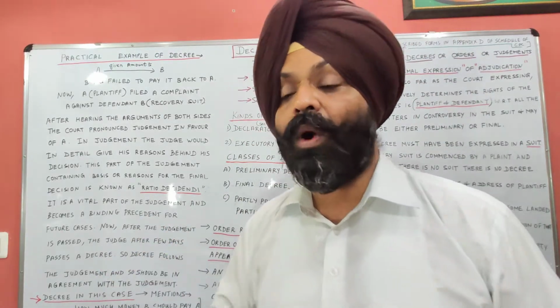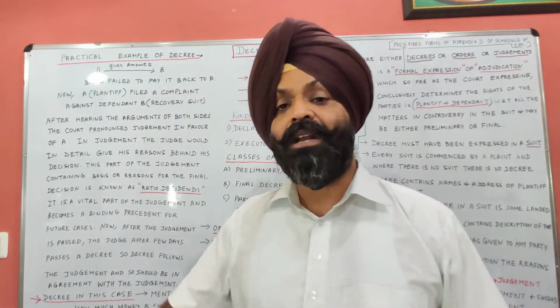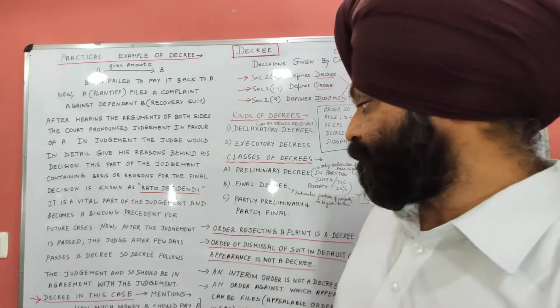So what's the reason for the judgment? What is the ground of the judgment? What is the reason for the court to come to that decision? That reason has to be mentioned by the judge in a judgment, and that part of the judgment which contains the reasons for the final decision is known as ratio decidendi. And his personal views on the matter are known as operative dicta, which is not a very relevant part of the judgment. The relevant part is ratio decidendi.